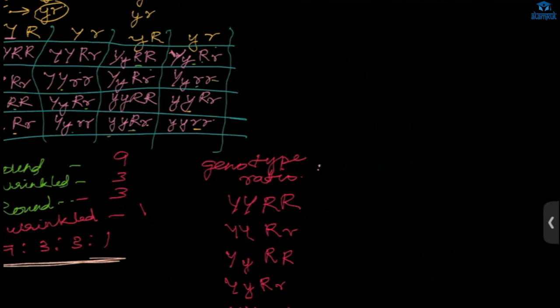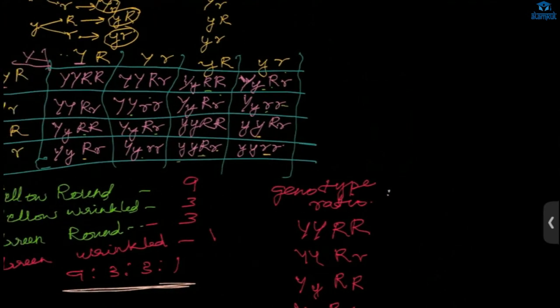Ma'am, it is double Y, double R. So how many are there in this tabular column? Okay. From double Y, double R, ma'am, it is one. Double Y and capital R, small r. How many are there? That is double Y. Ma'am, it's only one. Capital Y, double capital Y, okay? There is one, I assume. That's two. Ma'am, that's two. Two? Yes.